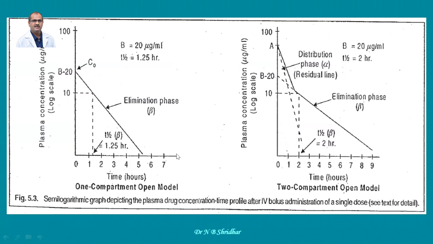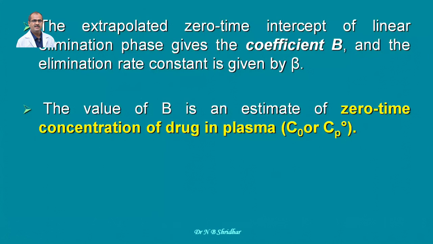In case of the one compartment open model, please remember that this is a statistical model, not actually happening, but whenever you administer the dose, to have certain formulas to calculate the half-life, the dose and elimination, etc., this type of curves are elicited. The extrapolated zero time intercept of the linear elimination phase gives the coefficient B, and the elimination rate constant is given by beta here. This is the elimination rate constant.